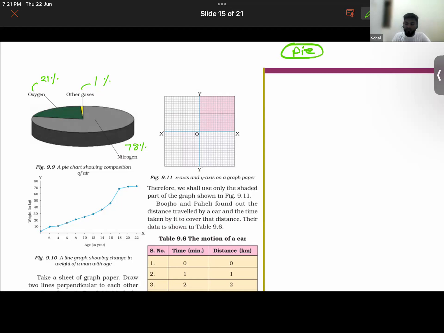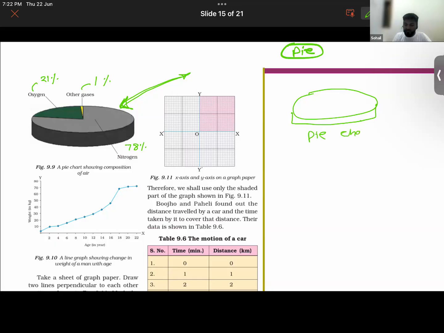Okay, have you ever eaten a pie? No, sir. So pie is basically an edible thing. Okay, I think it's a cake. It's a cake basically. It looks like this. So that's why it is called a pie chart, because you can take different slices out of it.